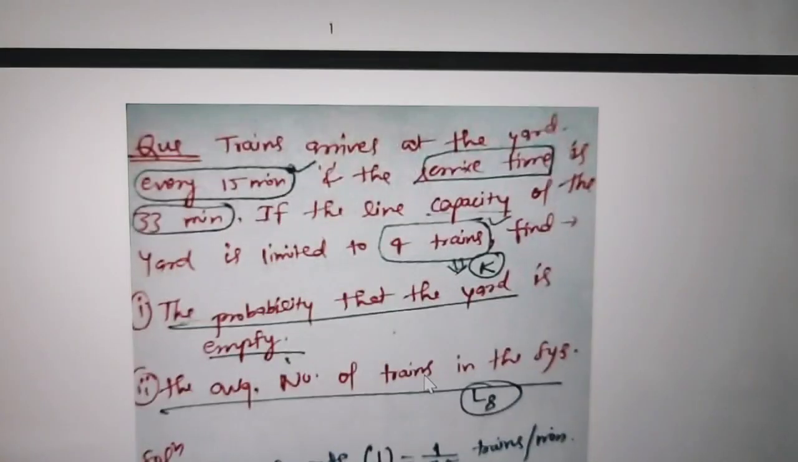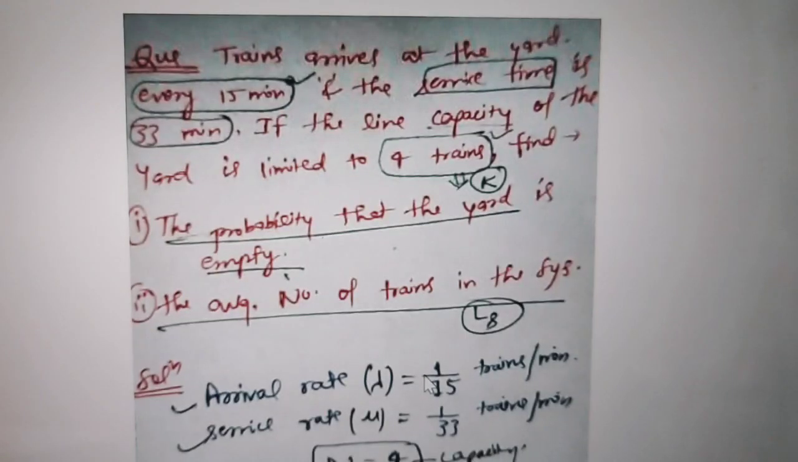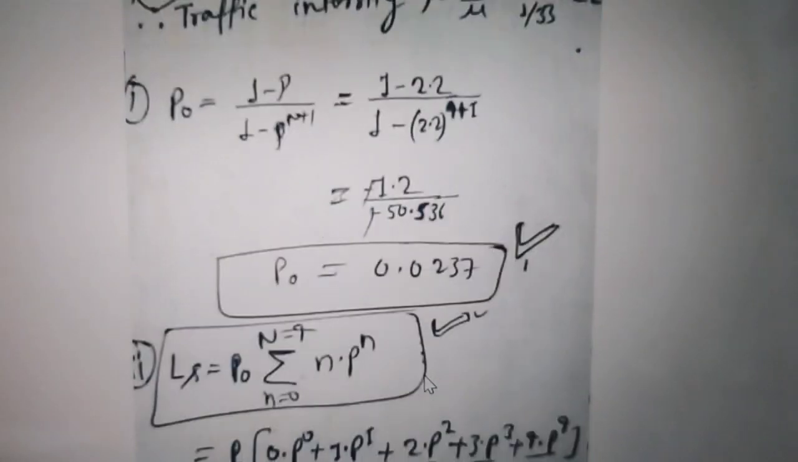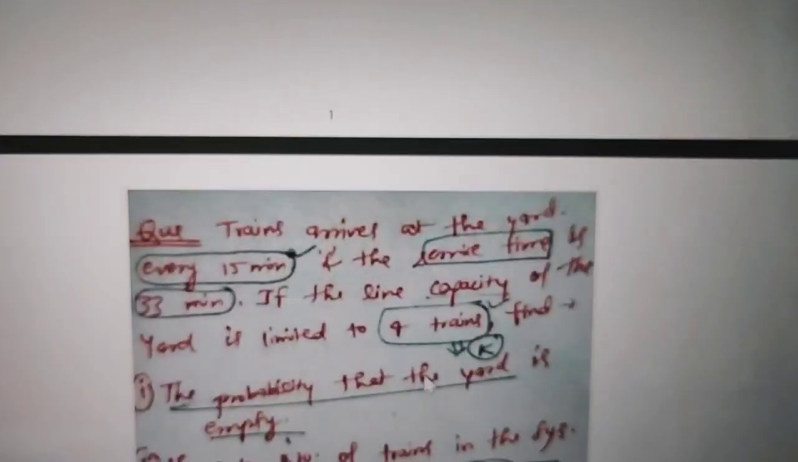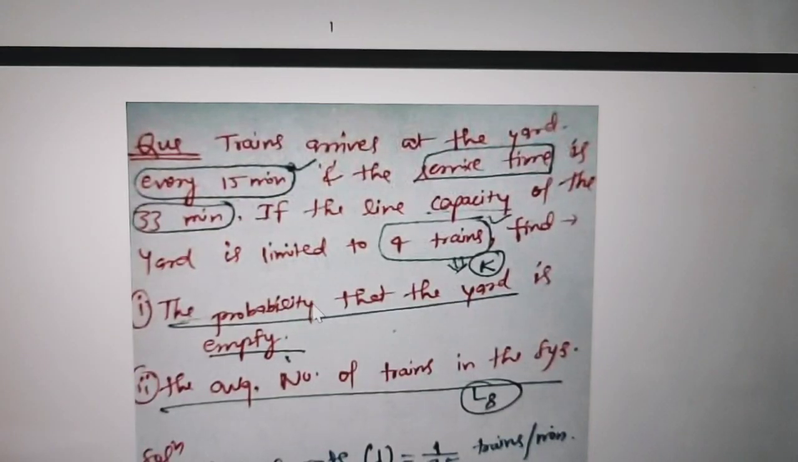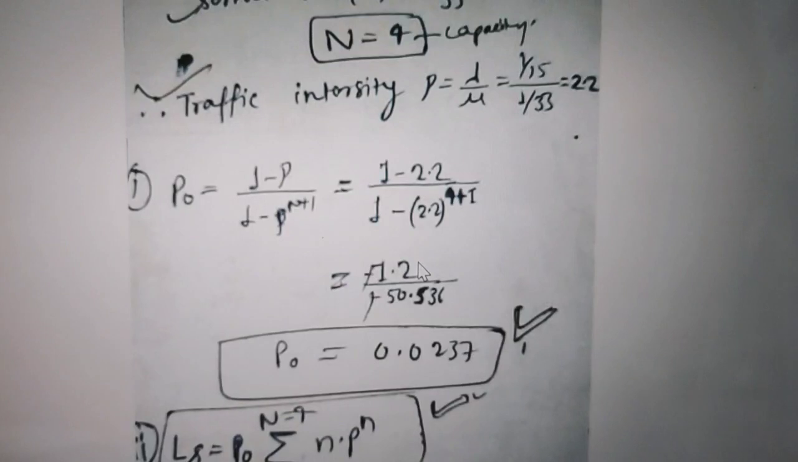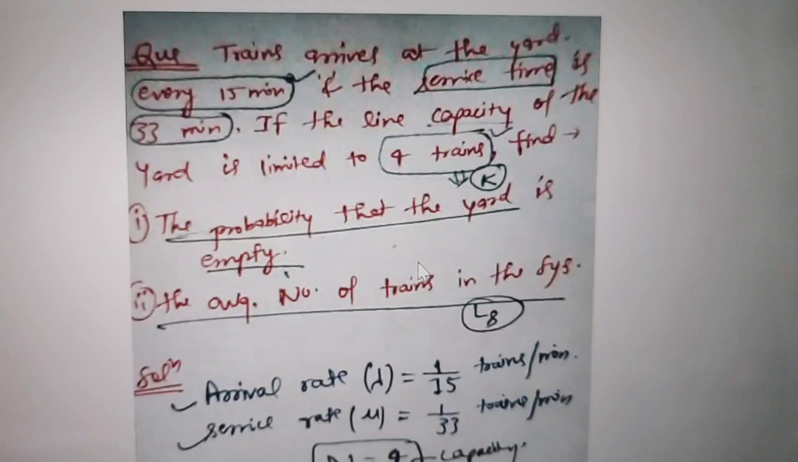This is how we are able to solve model number 2 questions based on queuing theory. Please remember that when proceeding with model number 2, you have to find that the capacity of the system is limited, and here it is given as 4, so accordingly you use the formulas for P0 and Ls. If it follows some different model, then you have to use different formulas to find those solutions.